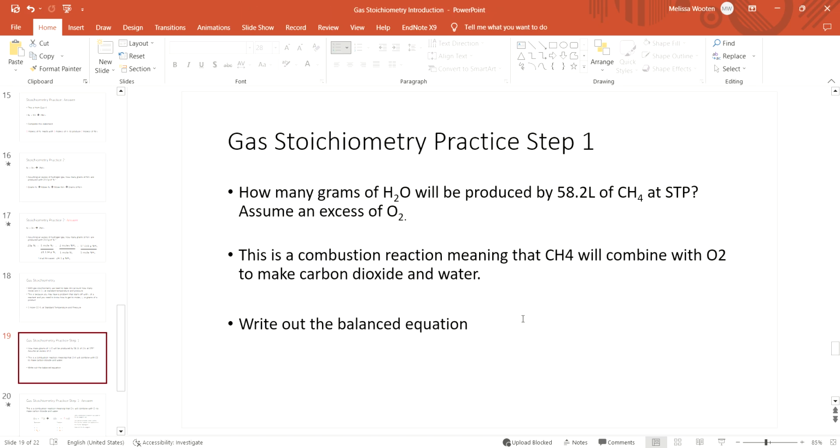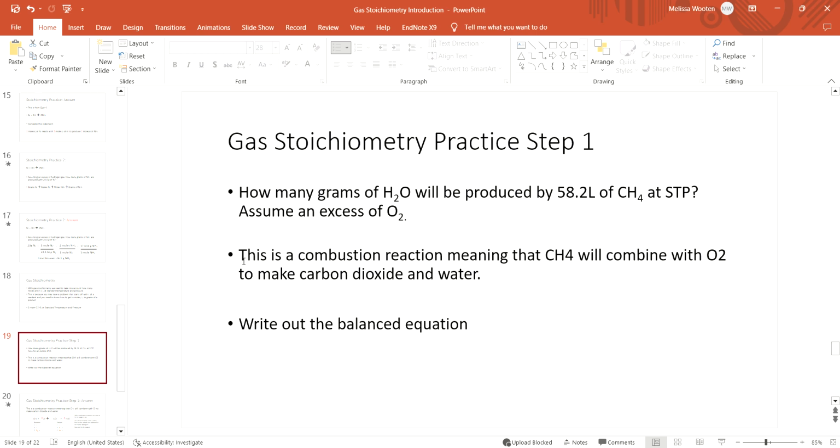So this problem says, how many grams of water will be produced by 58.2 liters of CH4 at standard temperature and pressure, assuming excess of O2? So we know we need to do stoichiometry as opposed to just one equation because this is talking about a chemical reaction.